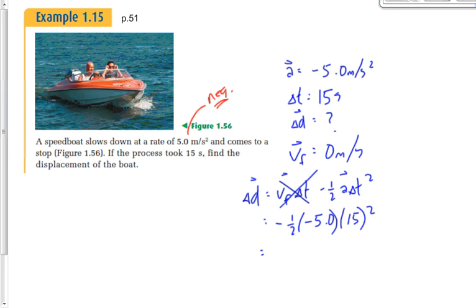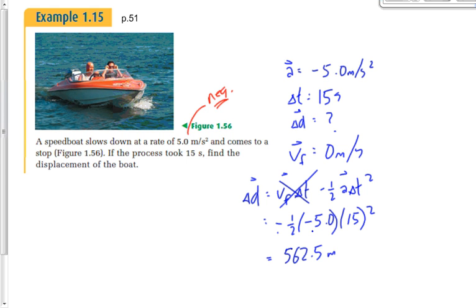Oh, what do I get? 15 squared is 225. 225 times 5 would be 1,125. Half of 1,125 is 562.5. Anybody have that? Negative? No, it's positive because a negative times a negative is a positive. Mathematically it works out to be positive, but logically it should be positive as well, right? You're moving in the positive direction. Your displacement has to be positive.